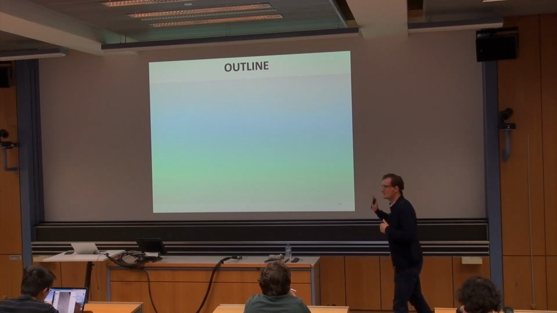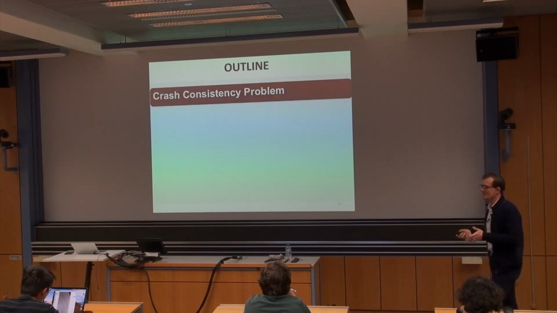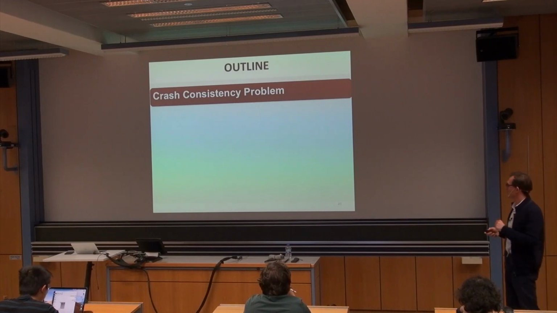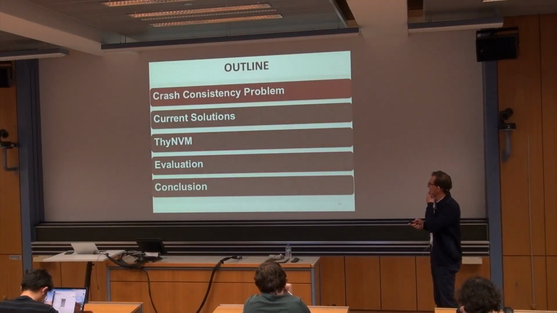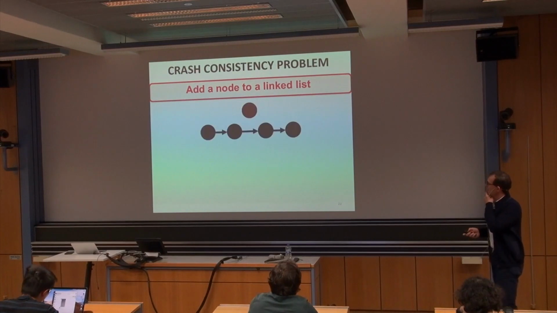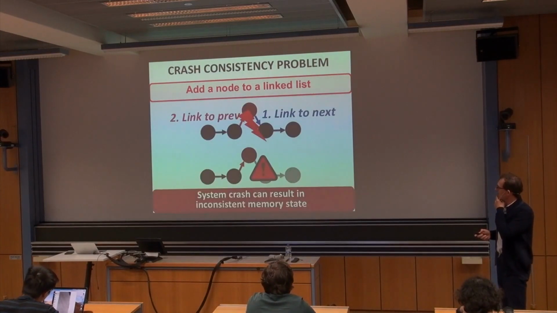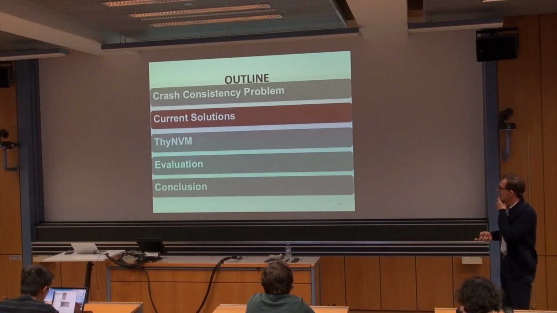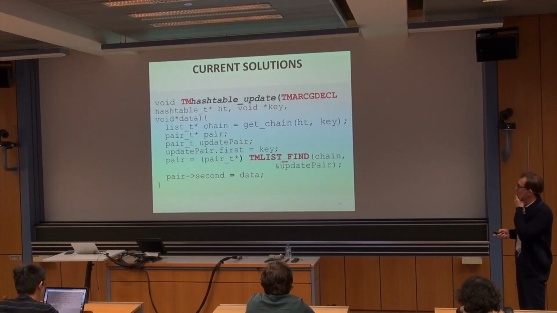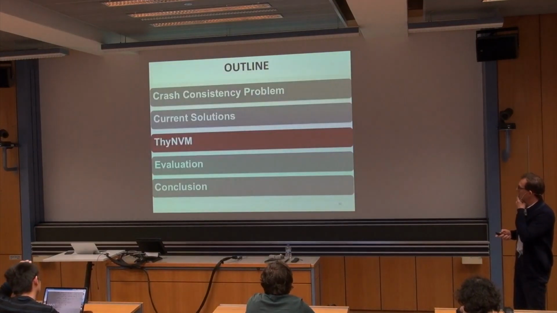It may not be very easy to read, but that's always the case with, in general, any source code. So let me talk about this in a little bit more detail. I've already given you this basic crash consistency problem. I'm going to skip this a little bit. A system crash can result in inconsistent memory state. So the current solutions, we've already gone through those also.